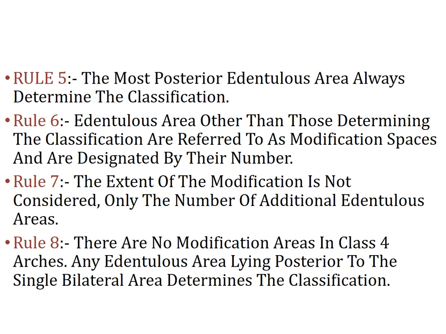You may have multiple edentulous areas, but the one which is the most posterior in the arch will determine the type of the classification. And any other extra edentulous areas are called modification areas, and these are only designated by their number. That is how many extra edentulous areas you have. So lastly, rule number 8 is there are no modification areas in class 4 because it crosses the midline and it remains anterior to all of the teeth.